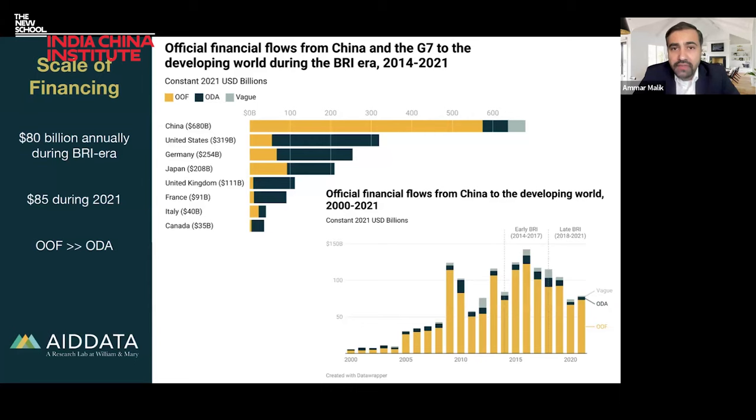And the color of the money, I think, is also equally important. You will see a lot more yellow in the first bar that you see here with China and a lot less blue, which means that China's $680 billion in the BRI era, which, by the way, compared to less than half from the United States at $320 billion, largely China's doing this through loans rather than grants.